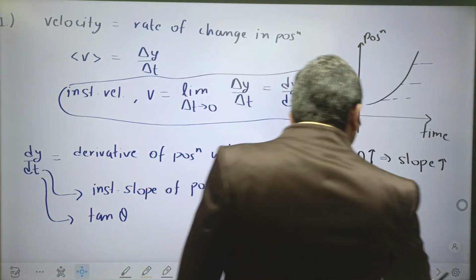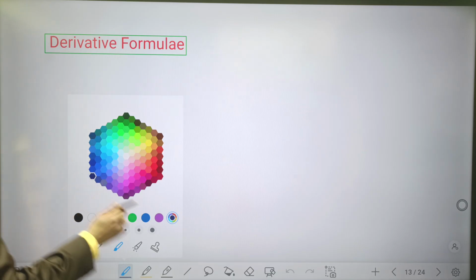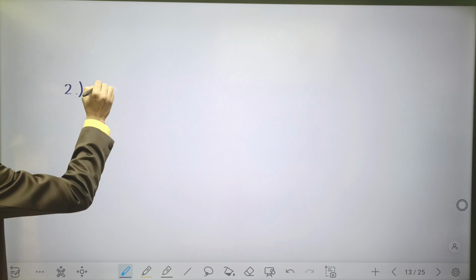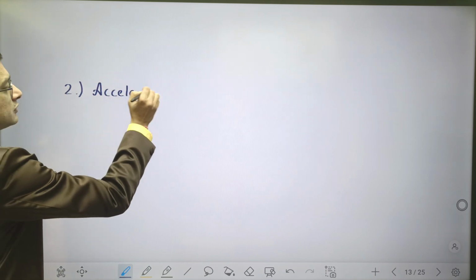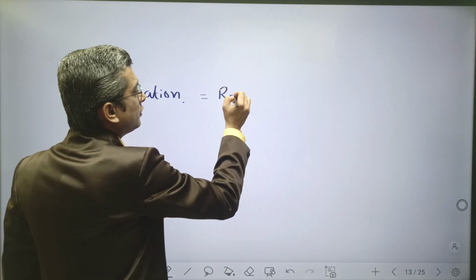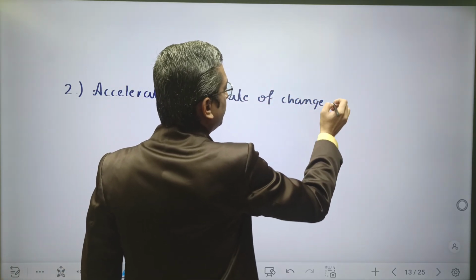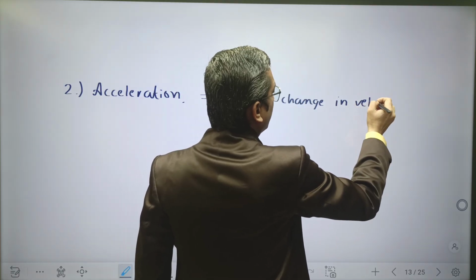So let us switch over to the next example. Example number 2, application 2. Suppose we talk about acceleration. So what is acceleration, dear students? Acceleration is equal to rate of change in velocity, that is, change in velocity in 1 second.